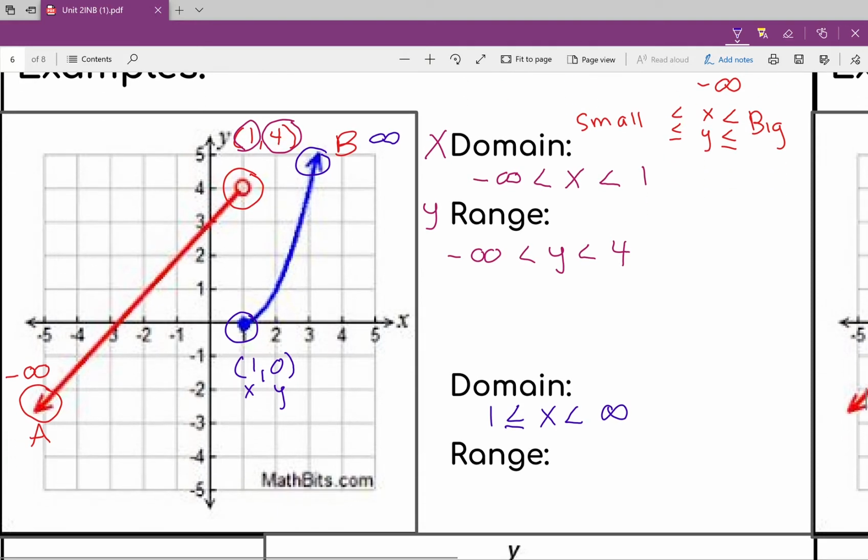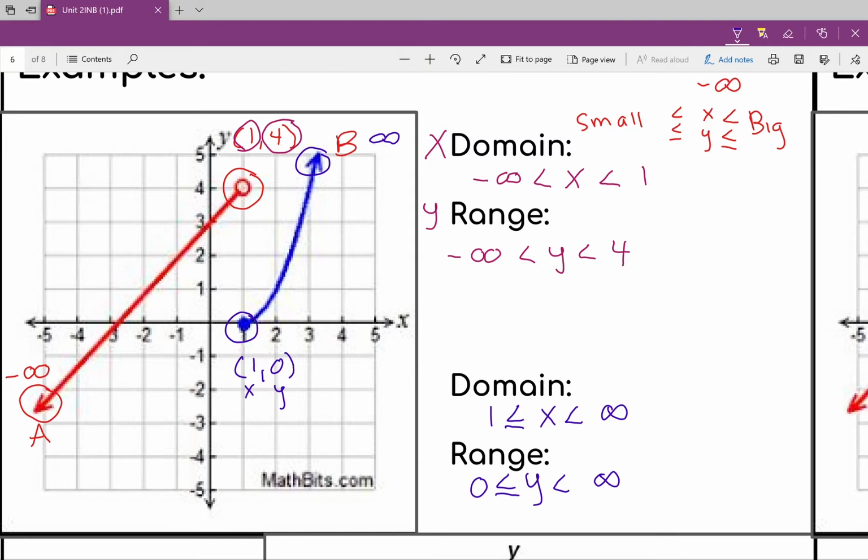Same thing, we're going to look at range. Our smallest number on the y's is 0. Since it has a closed dot, that's going to be less than or equal to. Range is y, so I write a y. And that arrow is going to infinity, so I'm going to do less than infinity. So that is my domain and range for both graph A and graph B, where one has an open dot and the other one has a closed dot.